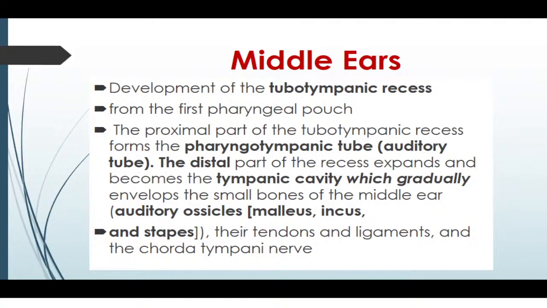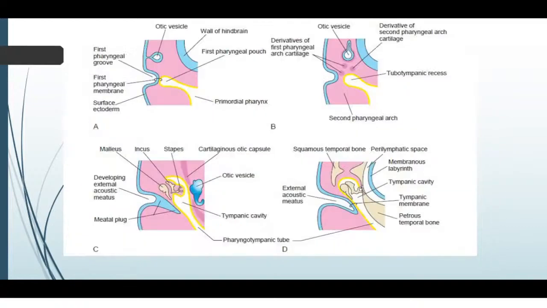Maybe now we will finish our lecture, but we need to know that in the middle ear we have a distal part of the expanse of the tubotympanic cavity, which gradually develops into the small bones of the middle ear, the auditory ossicles: malleus, incus, and stapes, their tendons and ligaments, and the chorda tympani nerve. And we have to see how the first pharyngeal groove gives rise to the formation of the external auditory meatus and external ear.